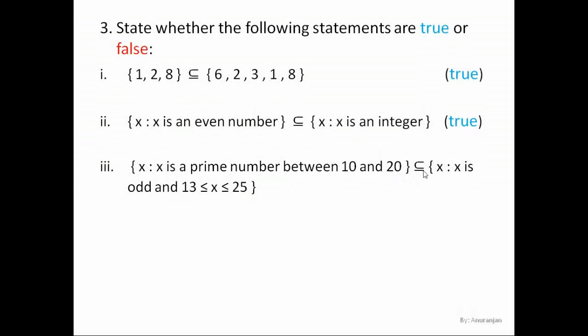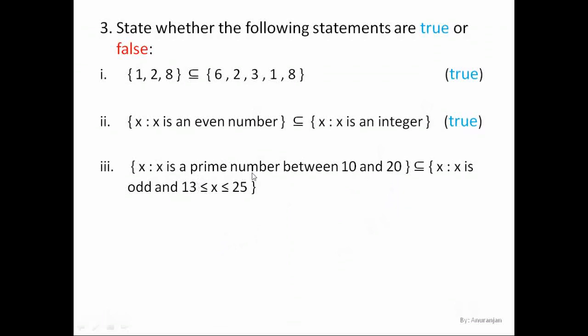which is a subset of {x such that x is odd and x is greater than or equal to 13 and less than or equal to 25}. Now in some cases where it becomes difficult to understand whether they are a subset or not, or whether they are equal or equivalent or not, then it's better you change them into roster form to make it simpler to understand. So here x is a prime number between 10 and 20. So let's try to write it in the roster form first.